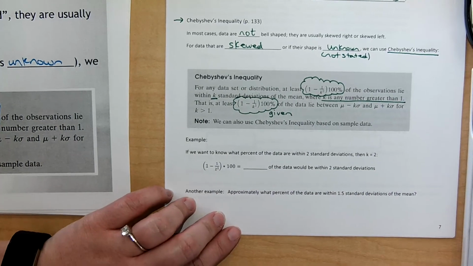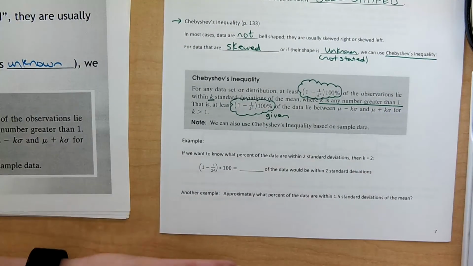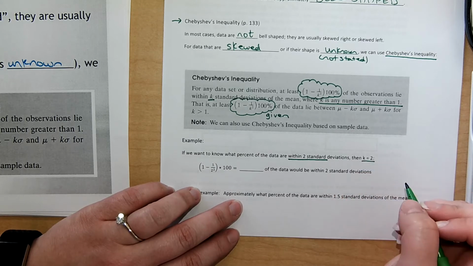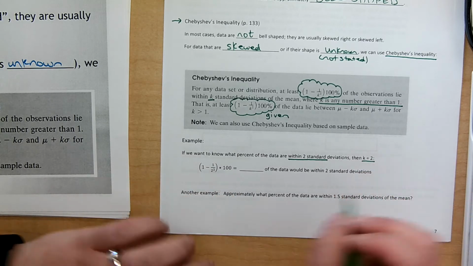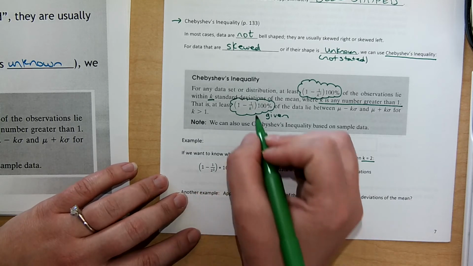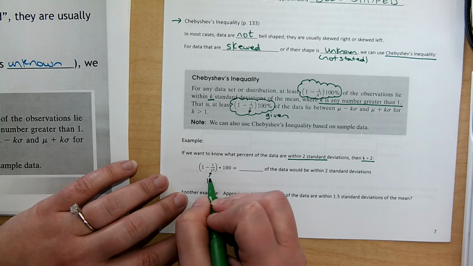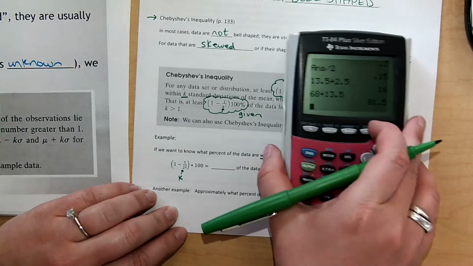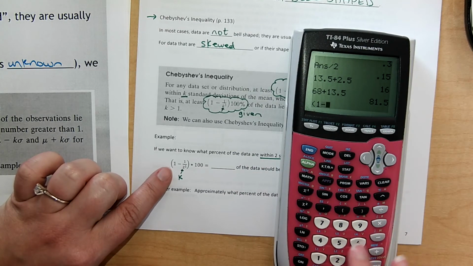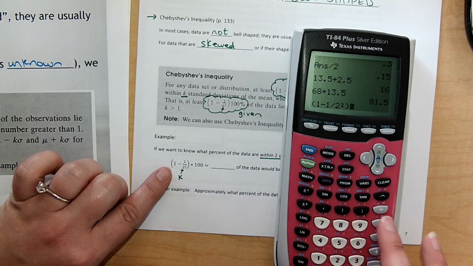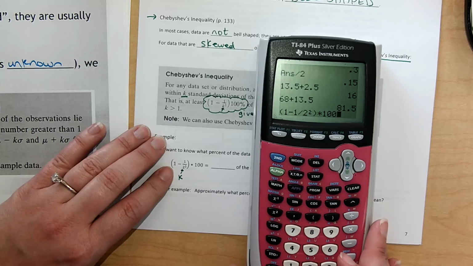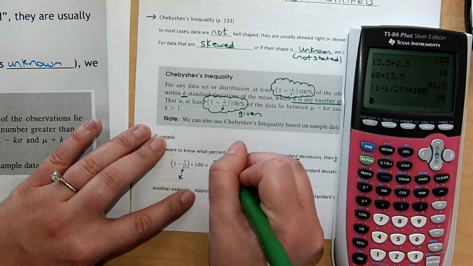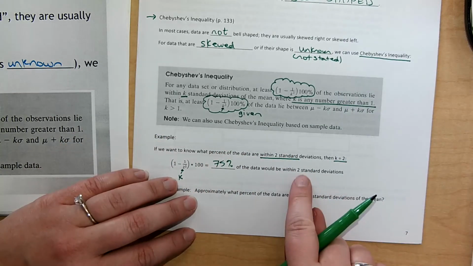So let's look at an example of how to use Chebyshev's inequality. If we want to know the percent of data that are within 2 standard deviations, then that means k equals 2, and the homework will say it just like that. So what you're going to do is 1 minus 1 over, you're going to plug in k right here, which is 2 squared, and then multiply by 100. When you put this in the calculator, make sure to use the parentheses: 1 minus 1 over 2 squared times 100. And if you just type that in, it will give you 75. And it's a percentage, so 75% of the data would be within 2 standard deviations.